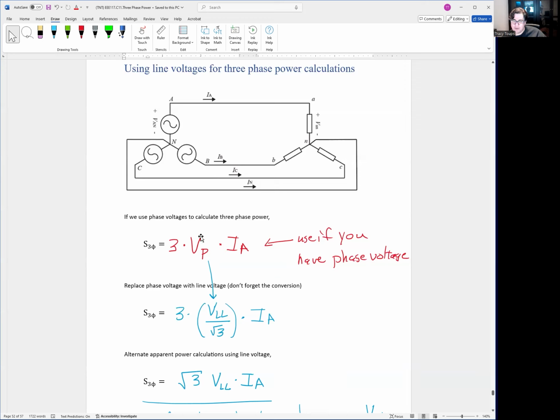So remember, if I want my phase-to-neutral voltage and I have line-to-line voltage, line-to-line is a bigger voltage, so I have to divide by square root of 3. I'm doing a placeholder: I'm taking VP, which is phase-to-neutral voltage, and injecting the line-to-line equivalent, but I have to dumb it down by dividing by square root of 3. So the three-phase apparent power with line-to-line voltage, which is what we typically get in the power system, is 3 times V line-line divided by square root of 3 times IA.